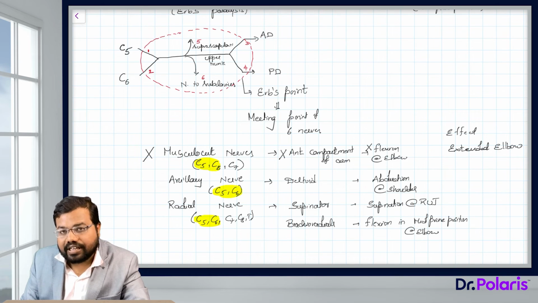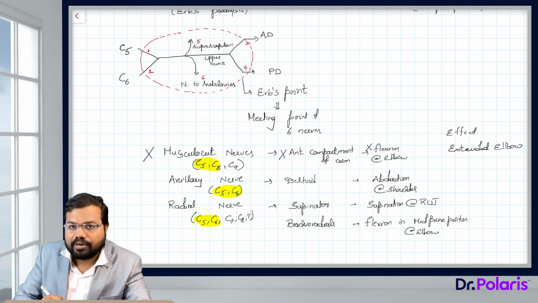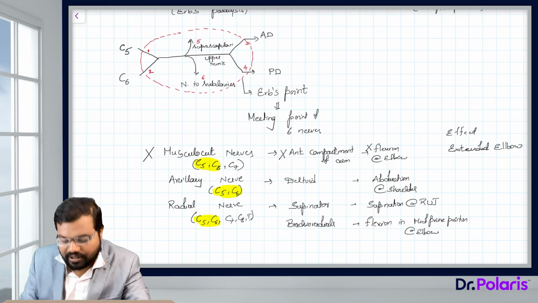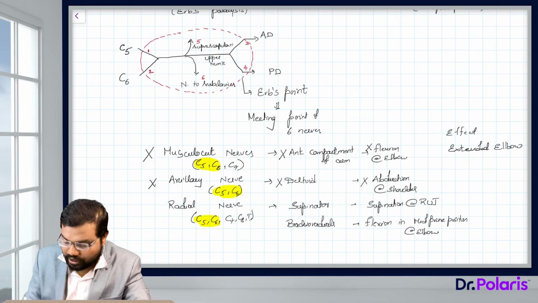Now coming to the axillary nerve. The axillary nerve is supplying the deltoid, which helps in abduction of the shoulder joint. That means moving away from the midline. This is called abduction. Now, will this abduction be present if there is damage to the upper C5, C6? No. So the axillary nerve is damaged, there is no supply to the deltoid and there is no abduction at the level of the shoulder joint. That means adducted shoulder.